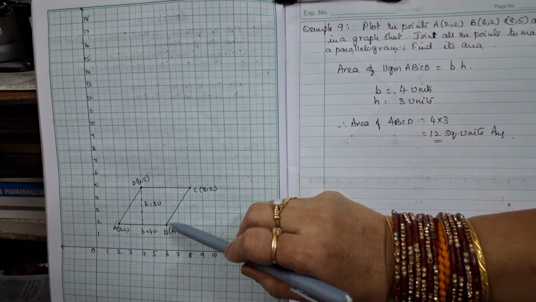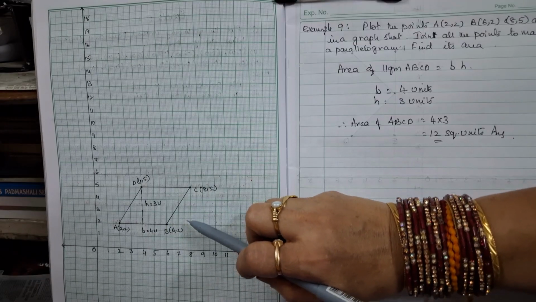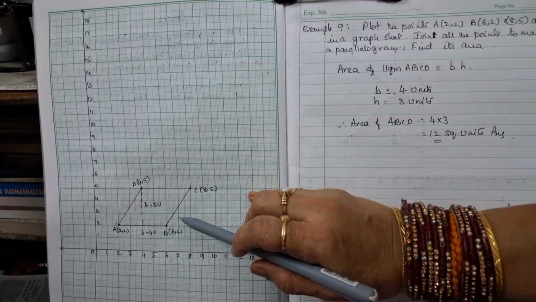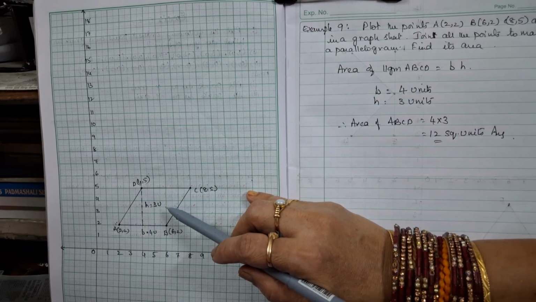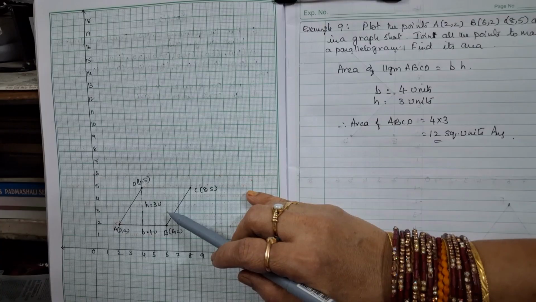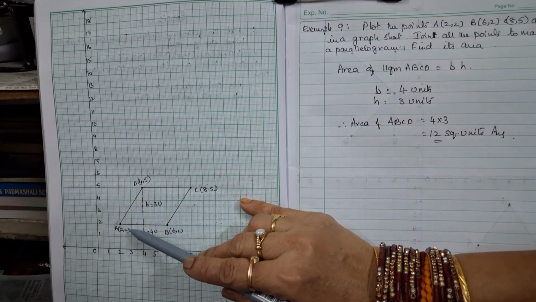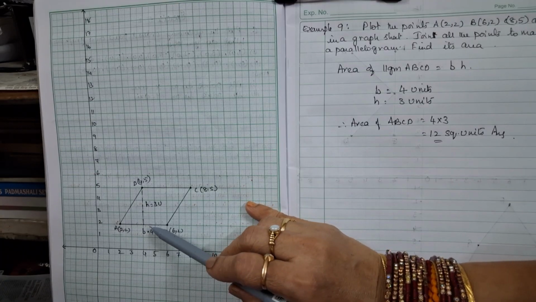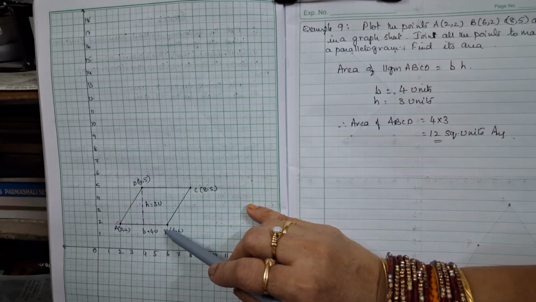So when I join all these points, I have got a figure. This we call a parallelogram. Since it is a parallelogram, they are asking to find the area. Area of the parallelogram is what? Base into height. So what is the base? Base is this. How much is this? See, children, this square is 1, 2, 3, 4. So base b is equal to 4 units.